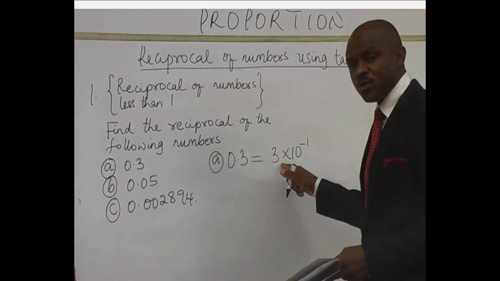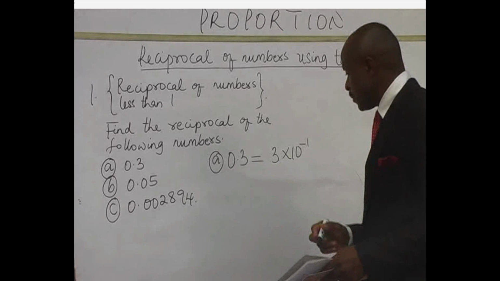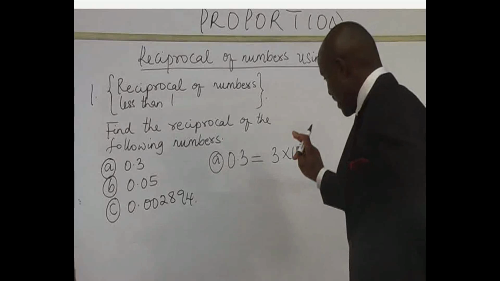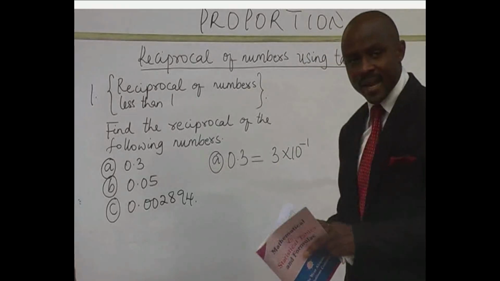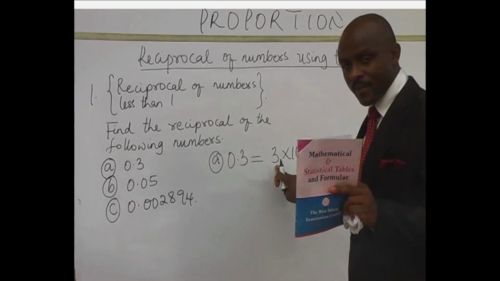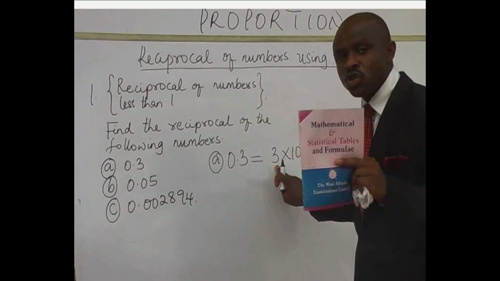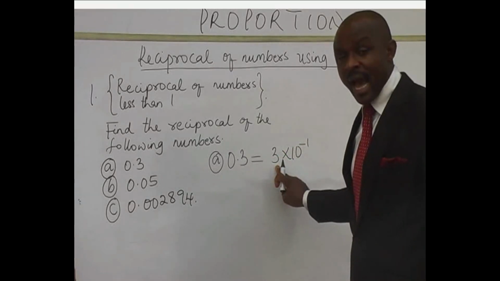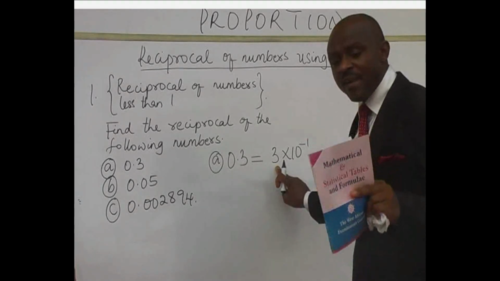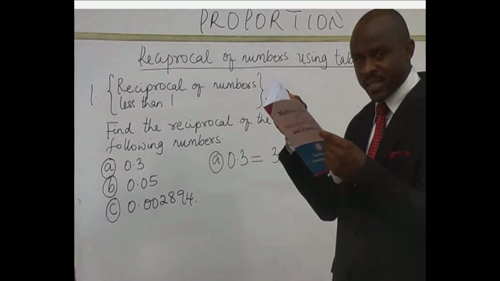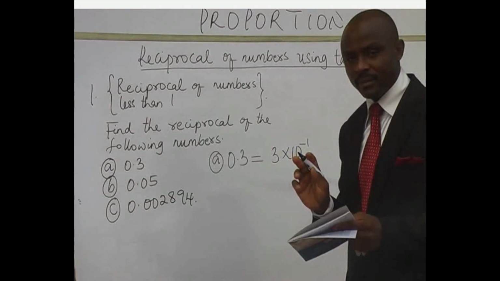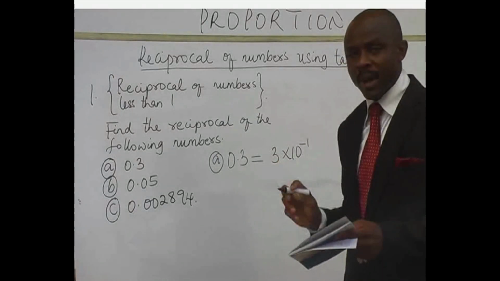The next thing you are going to do is this. You are going to find from your 4-figure table 3. And you know that, first of all, this number 3 is 1 digit. Now that is 1 digit, you are going to subtract 1 from it. And if you subtract 1 from 1 digit, you have 0. That means that whatever value you are going to get from your 4-figure table is going to be point the number. It's going to be point the number.